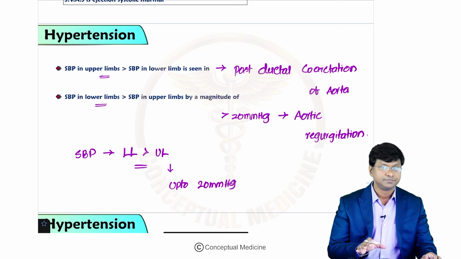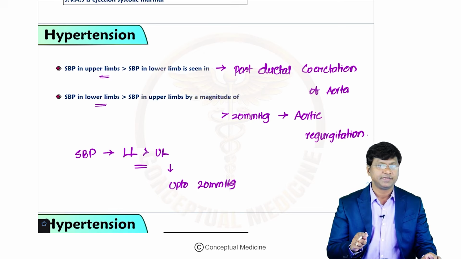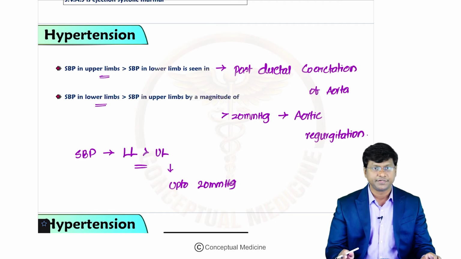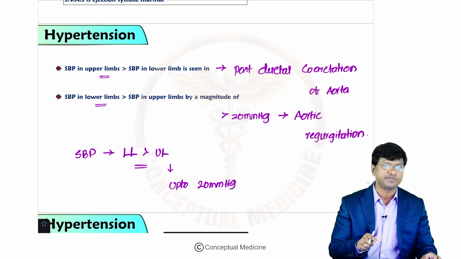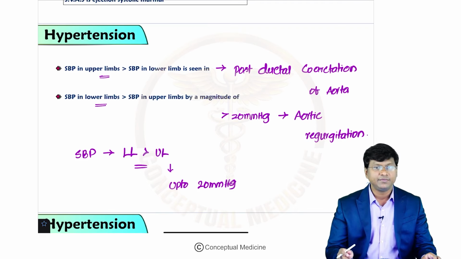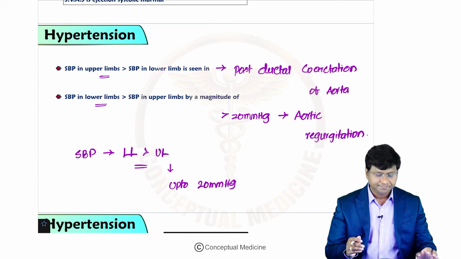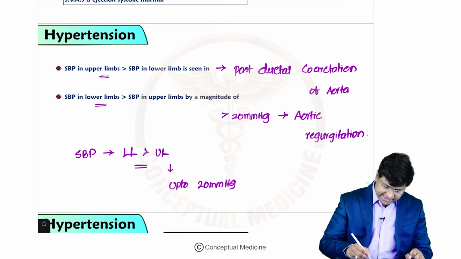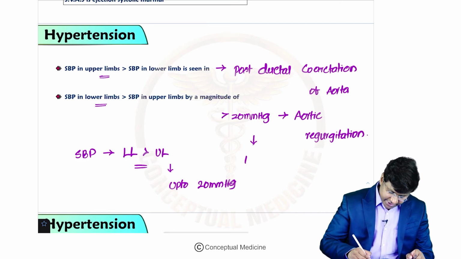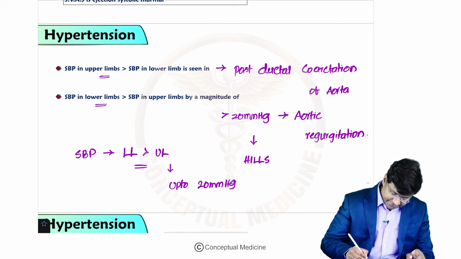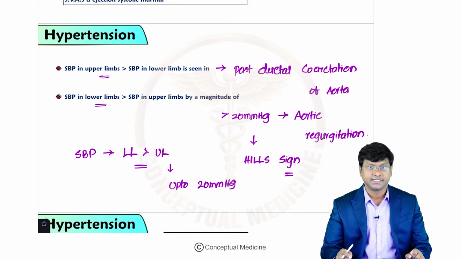So please remember: the clinical scenario where systolic blood pressure in the upper limbs is more than in the lower limbs is post-ductal coarctation of aorta. Systolic blood pressure in the lower limb being more than in the upper limb by more than 20 millimeters of mercury is seen in valvular aortic regurgitation. What is this sign in aortic regurgitation called? It is called Hill's sign.